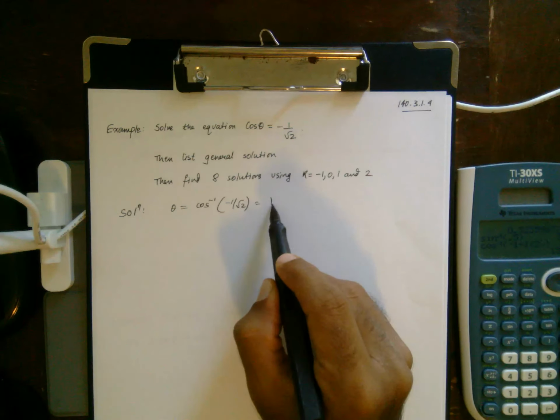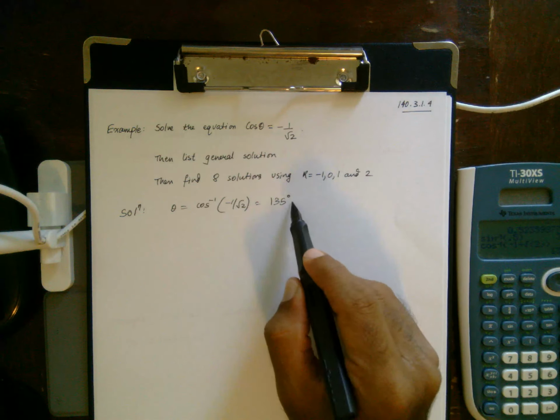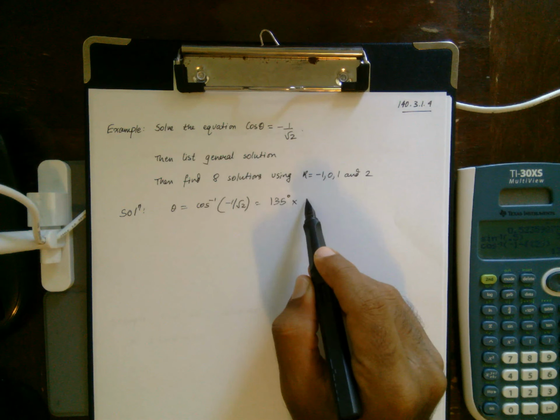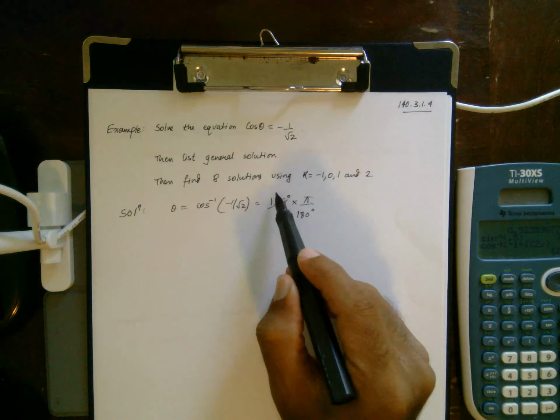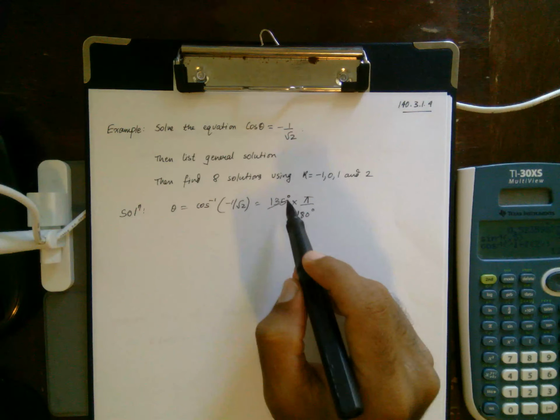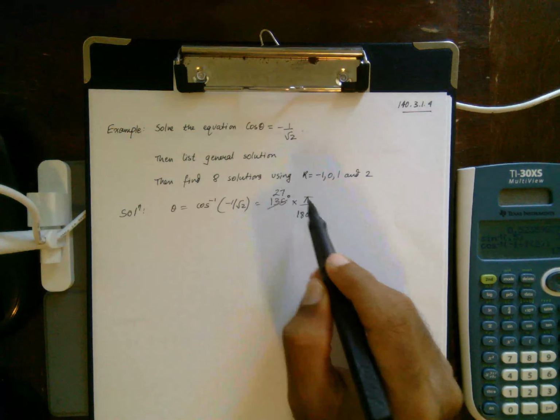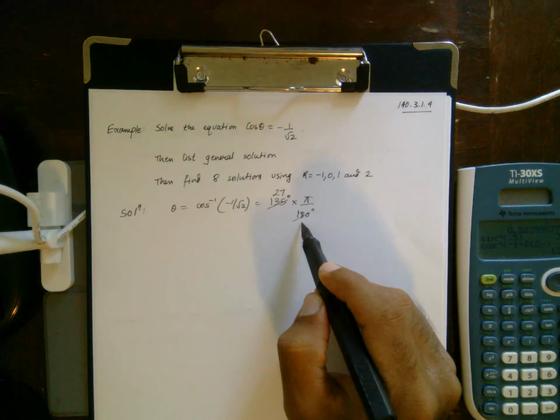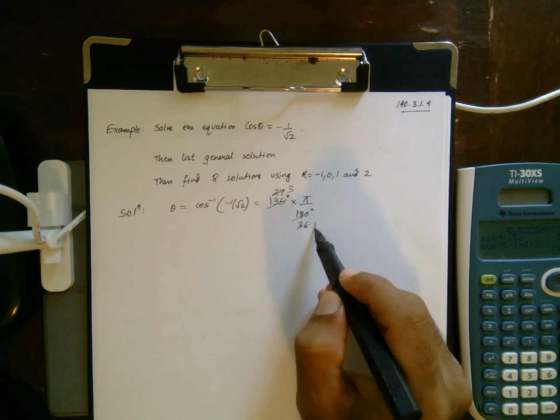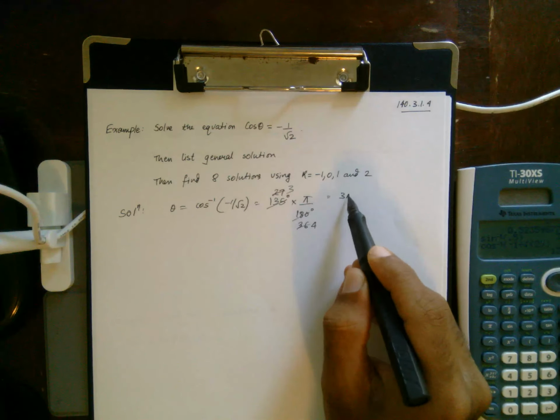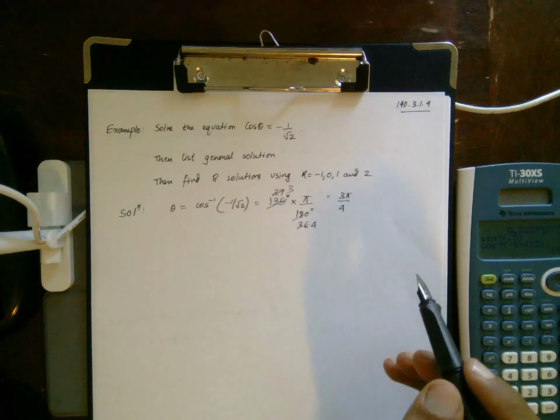So that's 135 degrees. Let's work in pi. So this is going to be pi over 180. Let's divide by 5. That's 27. Divide by 5. That's 36. Divide by 9. That's 3 and 4. So it gives me 3/4 of pi radian.